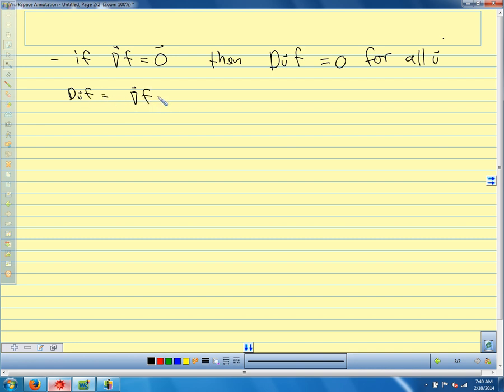Well, our directional derivative is del f dot u. And if our gradient is 0, we have 0i plus 0j dot u, and that's got to be 0. No matter what u is, this is going to be 0. So our directional derivative is going to be 0 if our gradient is 0. So that was one property. The second property, we said the direction of the maximum increase is in the direction of the gradient.